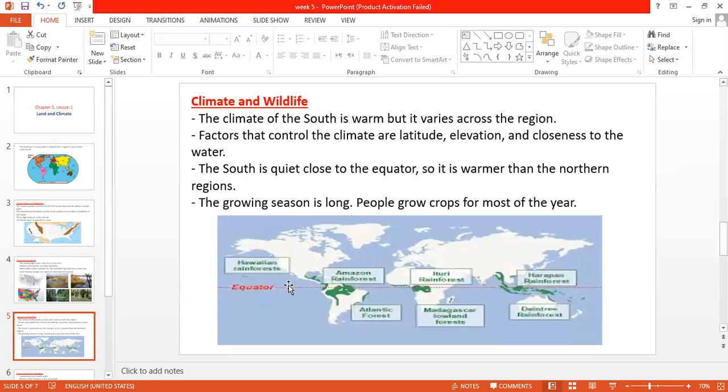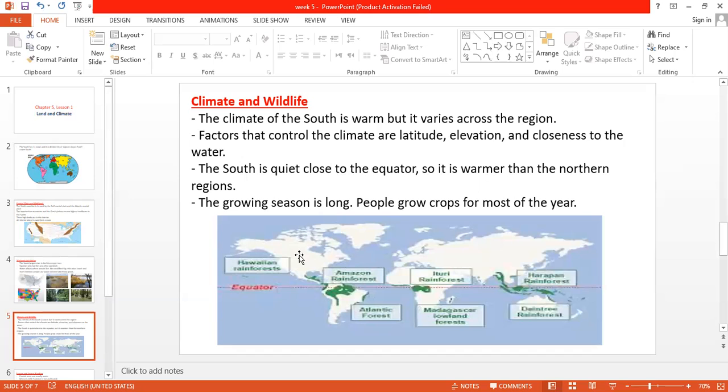So the south of America is quite close to the equator. So because it's quite close to the equator, what is the climate? The climate is warmer than the north. If we look at East America or North America, this part is away from the equator. But this part, the south, is quite close to the equator. That's why it's warmer than North America.